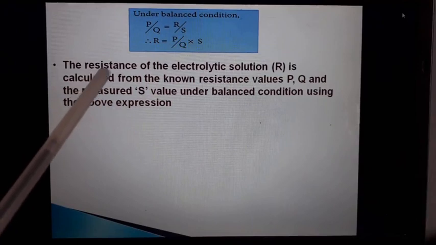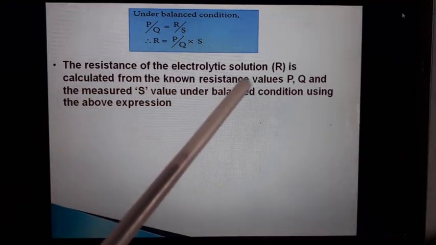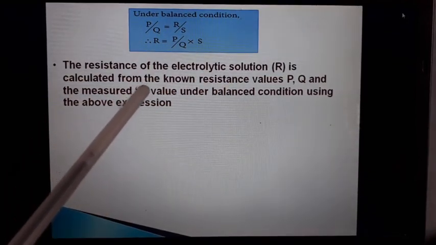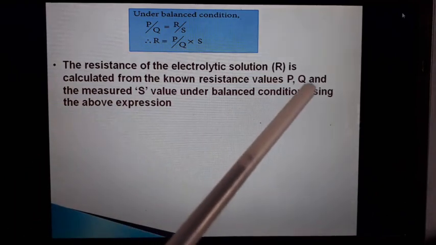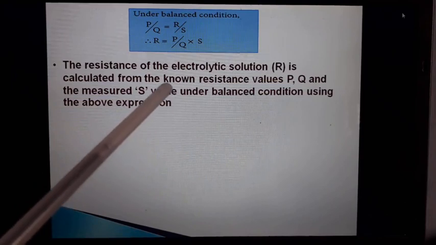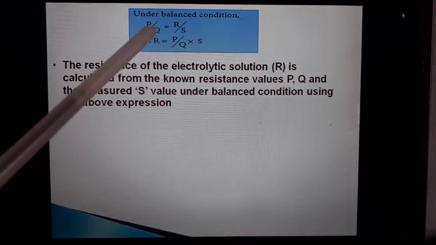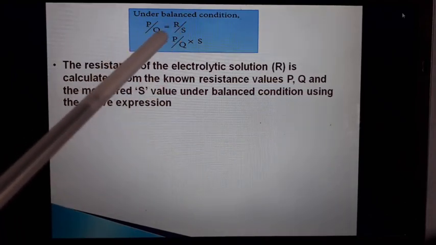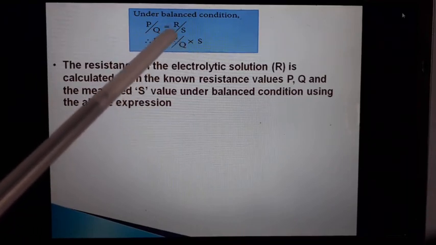In this relationship, the resistance of the electrolytic solution R is calculated from the known resistance values P, Q and S under balanced condition. Using this relationship, P by Q is equal to R by S, we find the unknown resistance of the solution.